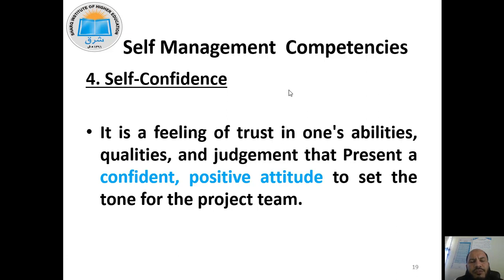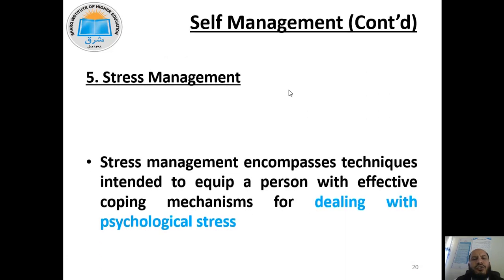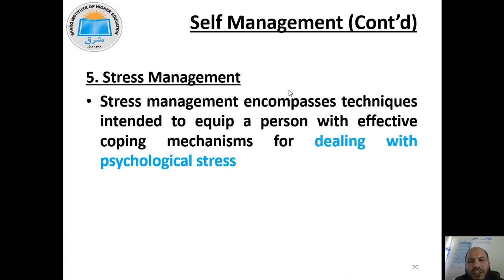So the project manager should have confidence in his abilities, his qualities, and his judgment. It is one of the skills of the project manager. He should manage the stress that he may face during the project.